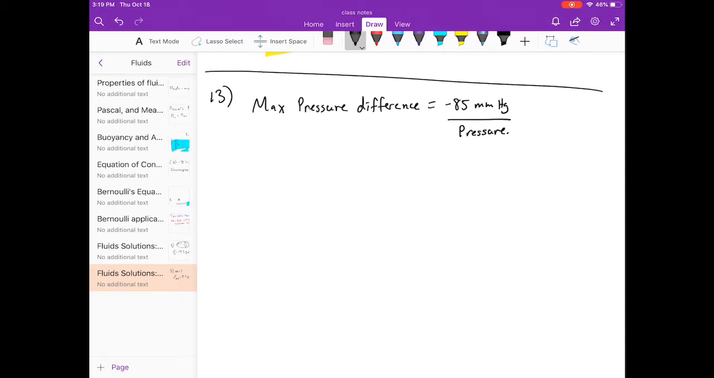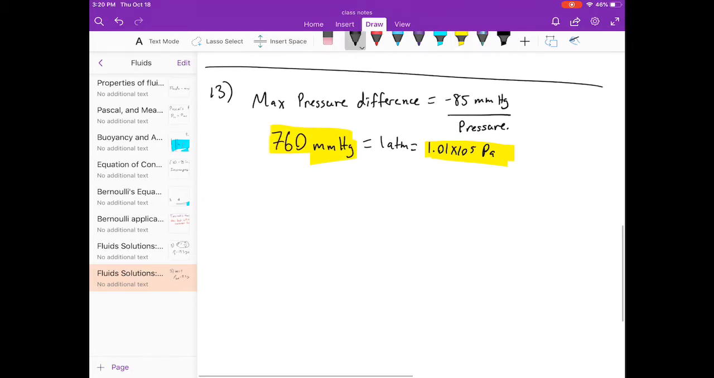So how can we turn millimeters of mercury into a useful unit? Well, we know how many millimeters of mercury are in an atmosphere. You will be given this, or you can look it up, or you can memorize it, but you should know that there are 760 millimeters mercury in one atmosphere, which is also 1.01 times 10 to the 5th pascals. We want to turn this number into a number in pascals.